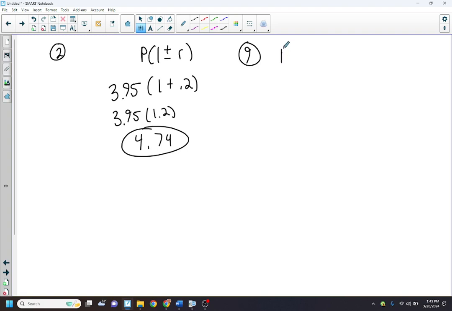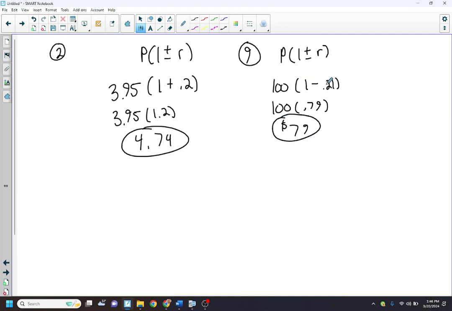So for this one, we're going to do P equals 1 plus or minus R, the same formula. But in this scenario, for number 9, it says it's a discount. So it's going to be $100 for the original concert tickets times 1 minus 0.21. So 100 times 0.79. In this case, it's going to be $79. 1 minus 0.21 is 0.79.